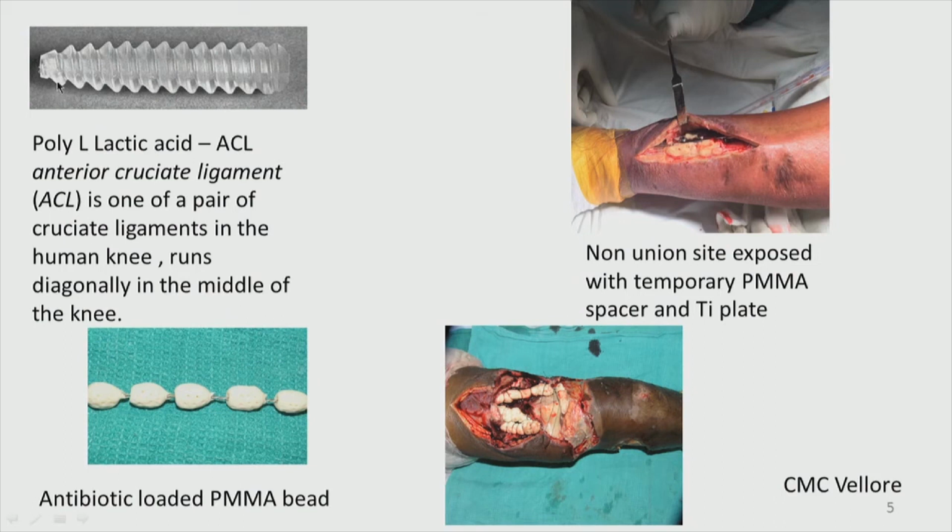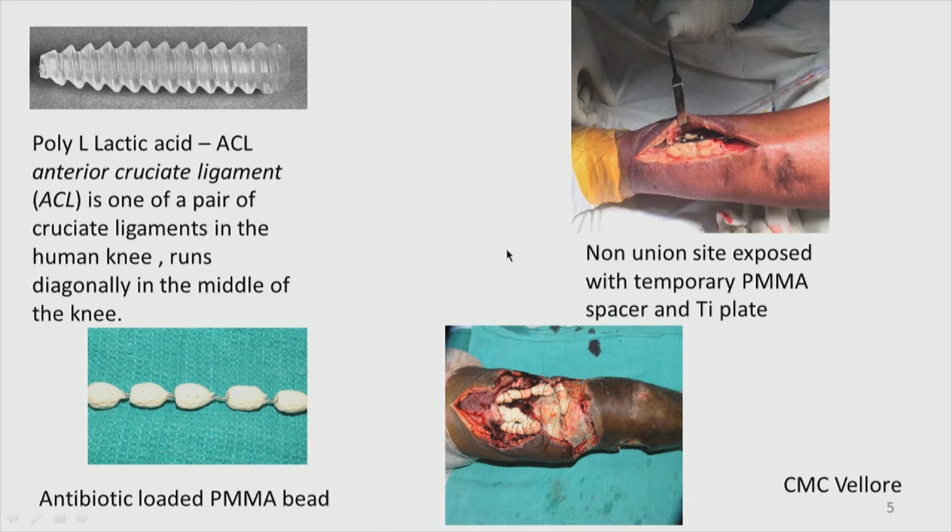For example, this is a poly L-lactic acid, okay, and this is called an anterior cruciate ligament screw. This is used especially if there is a ligament tear, a sports related injury for example. It is near the human knee, actually. It runs diagonally in the middle of the knee. So, this is used to repair that.